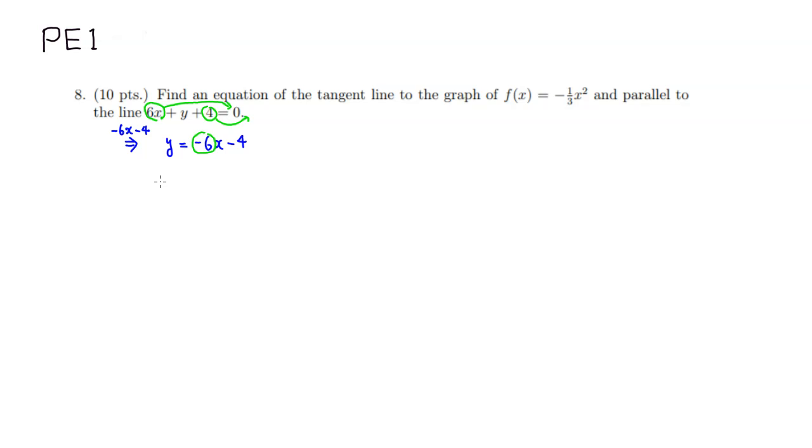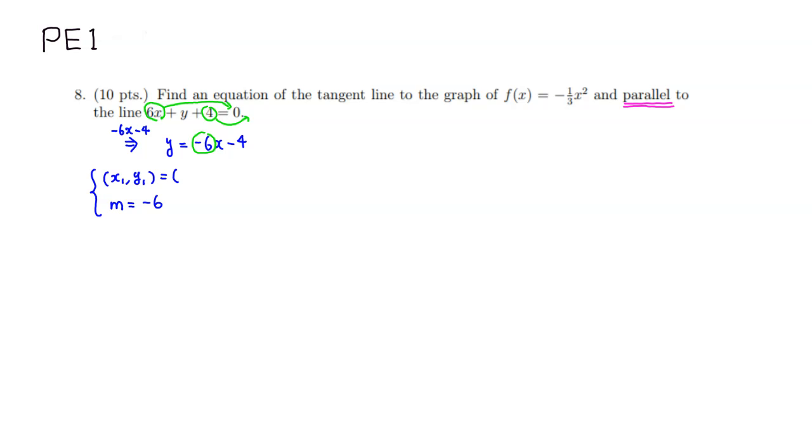Since we're looking for a parallel line, the equation that we're looking for would have the same slope. So we already know the slope. Remember that we need to find two pieces of information, and the first piece of information is the point. I'm going to call it x1, y1, which we don't know yet. But we already know the slope m is equal to negative 6. Then we need to find the point on the graph where the tangent line has that slope.